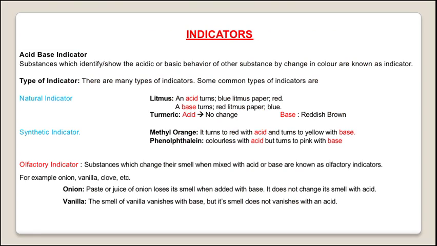I gave two examples: onion paste or juice of onion loses its smell when added to base, but it does not change its smell when added to acid. Same with vanilla, which is also used in ice creams. The smell of vanilla vanishes in base, but it remains the same in acids. So these types of indicators can be used to indicate the presence of acid and base.